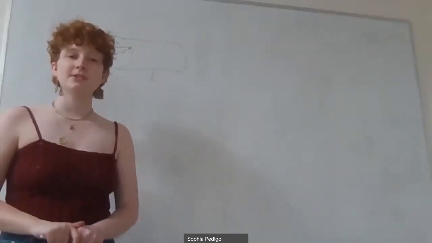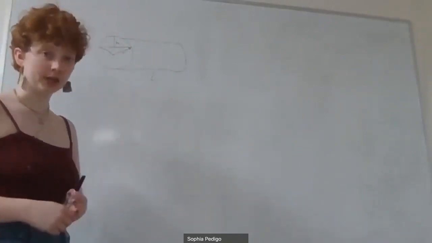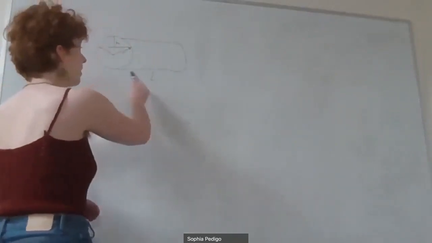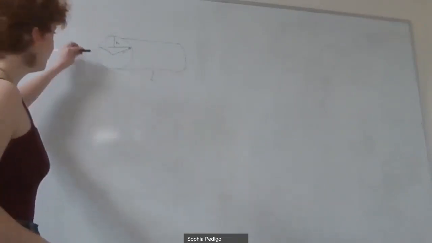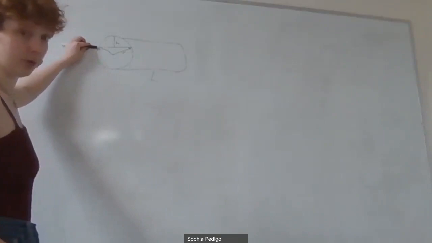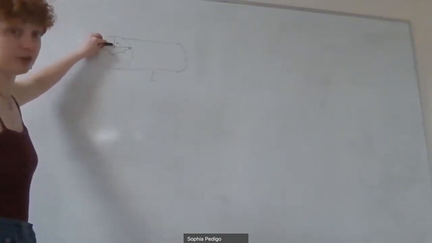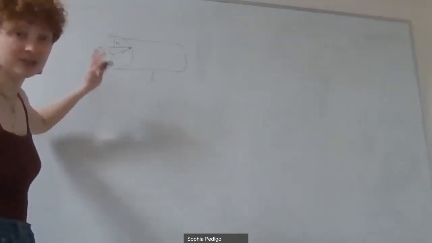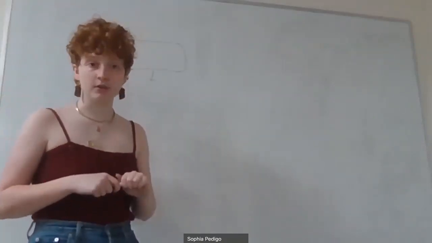Hi everyone, my name is Sophia Pedigo, and today we're going to be solving a problem in which we have a cylindrical hollow log floating in water. Now we know that the log has some length L, some radius R, and it's filled up to a certain height with water, and we're going to call this top part where there is no water, the length of that H. Now using this information, we're going to see if we can find the density of the log.